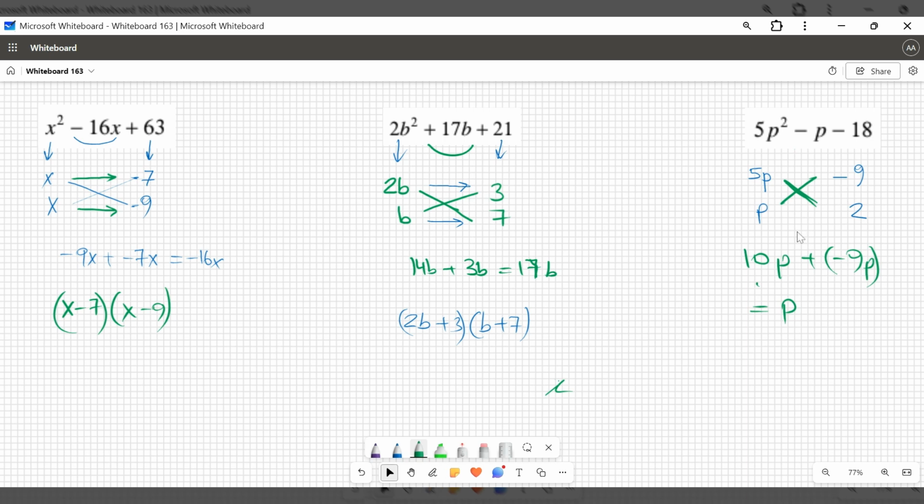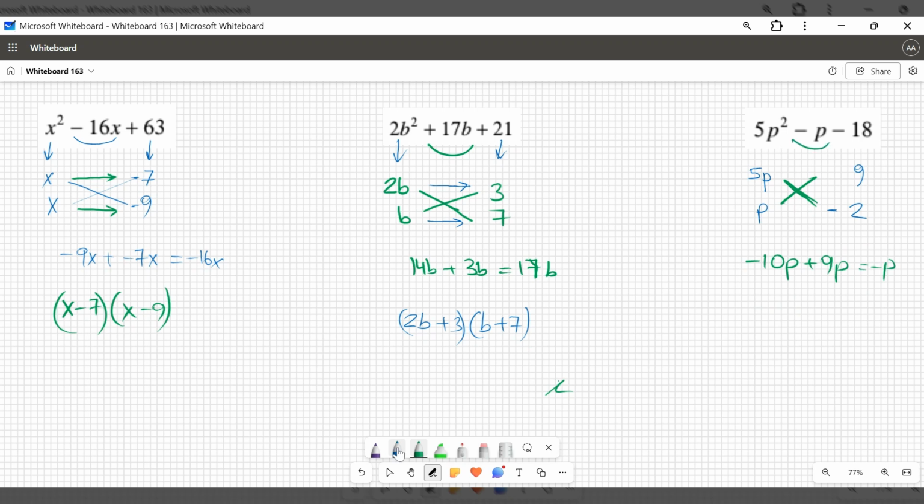So I need to change the sign. Let me see. There's something wrong with the tablet. So it's going to be minus here. Now let's try again. Let me erase this. Let's try again. It's going to be negative 10p. By the way, it doesn't matter which order you multiply them. Negative 10p plus 9p adds up to negative p. Okay, so it gives us the middle term.